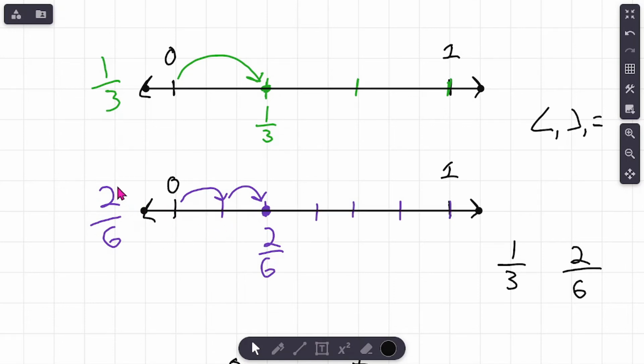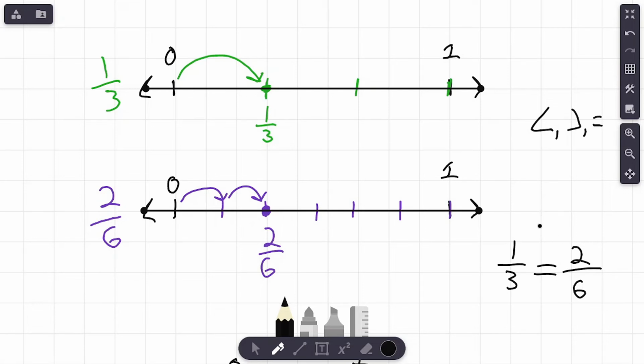But notice if you have 2/6, 1, 2, then you have the same amount as 1/3. Both of these are equal because they're equal distance to 1, they're equal distance to 0. They are at the same spot on the number line. If they are at the same spot on the number line, then we can say that these two fractions are equal. So we would say this as 1/3 equals 2/6.